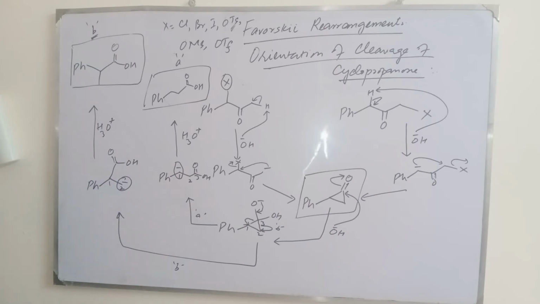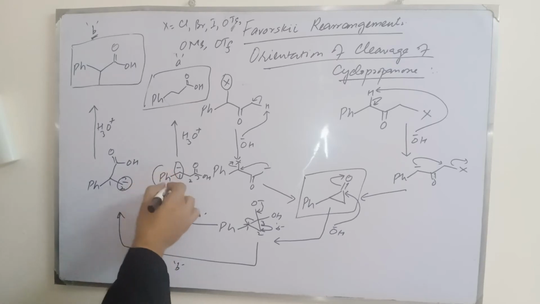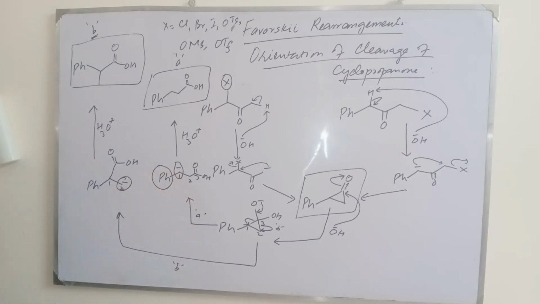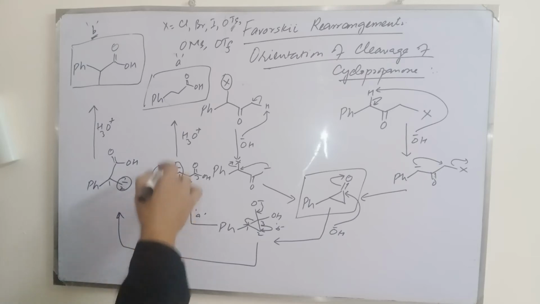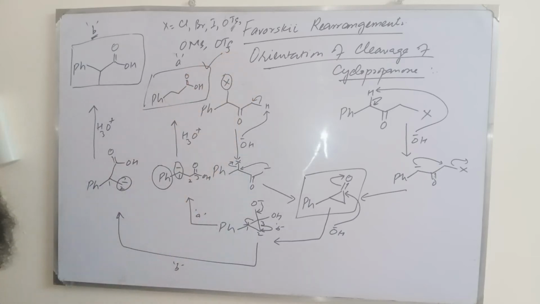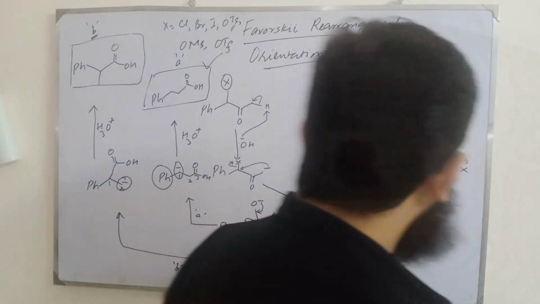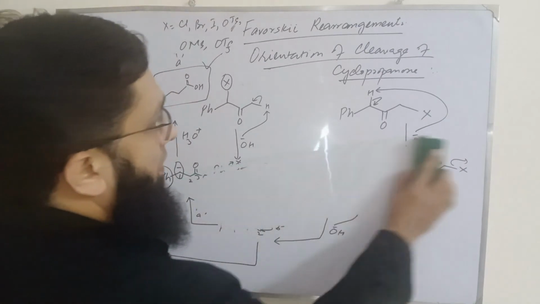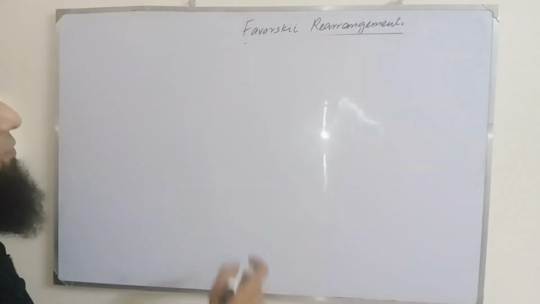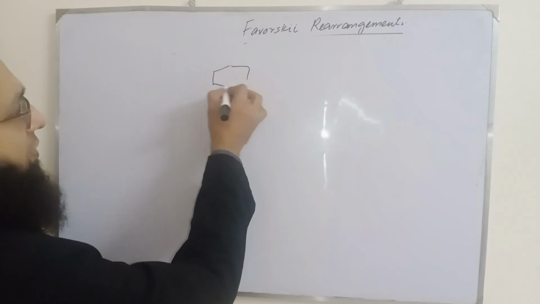And benzylic carbanions, benzylic radicals, benzylic carbocations, they are all stable because of delocalization over the phenyl ring. Therefore, this would be the major product in this case. So I hope you have understood this, and now we see some examples of Favorskii rearrangement. An unusual example for Favorskii rearrangement would be this molecule.